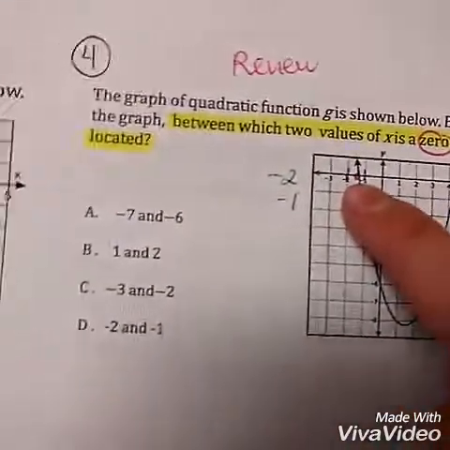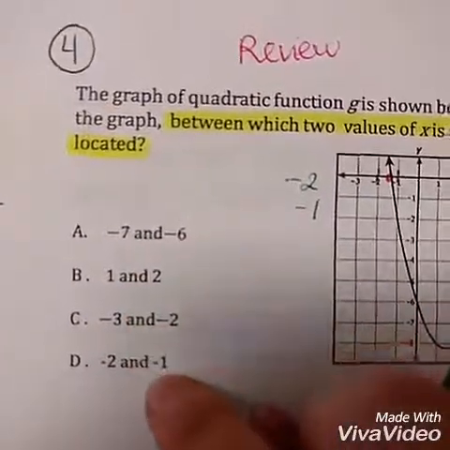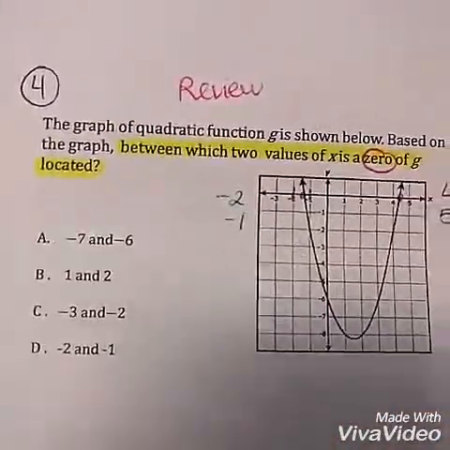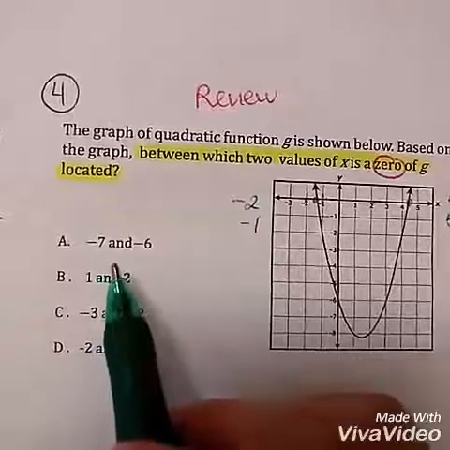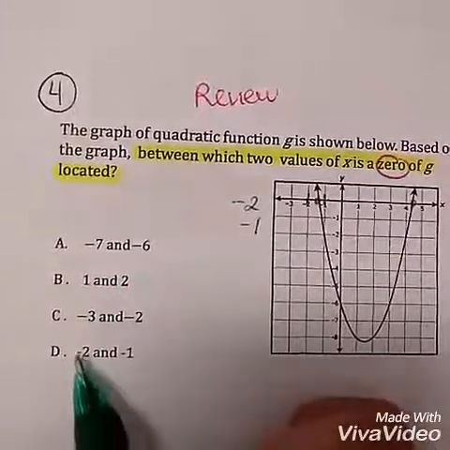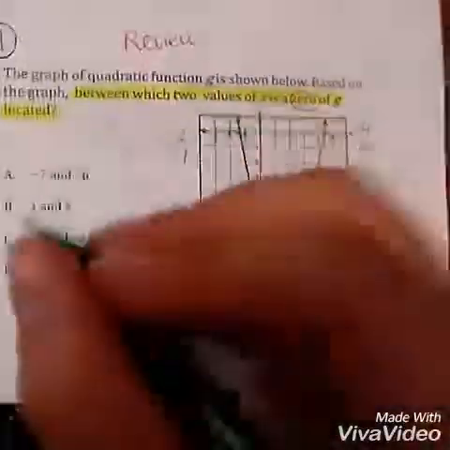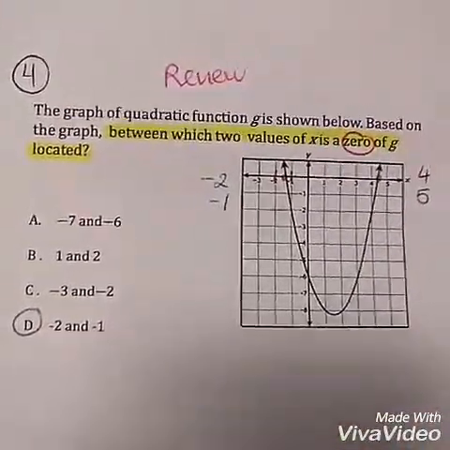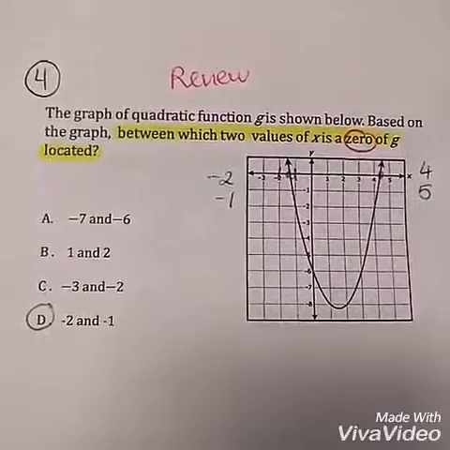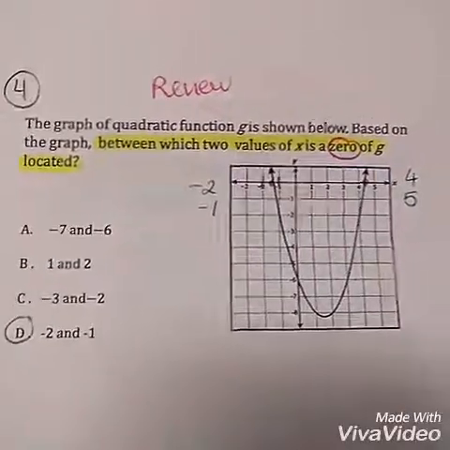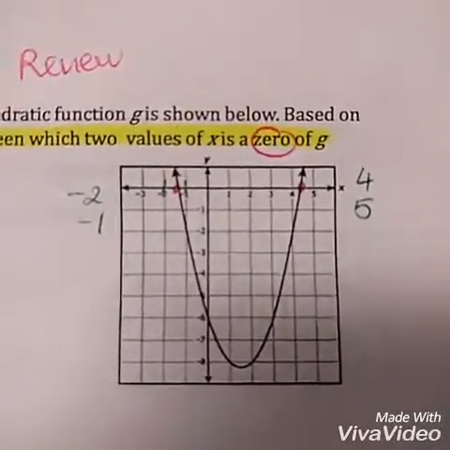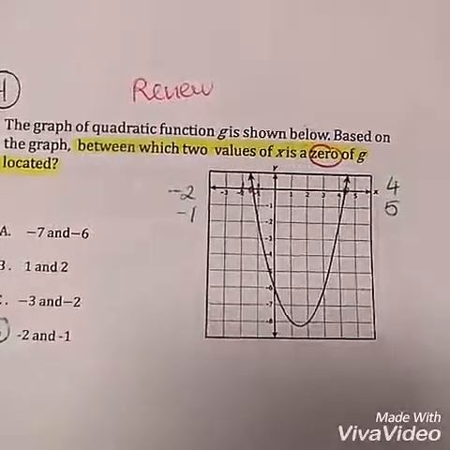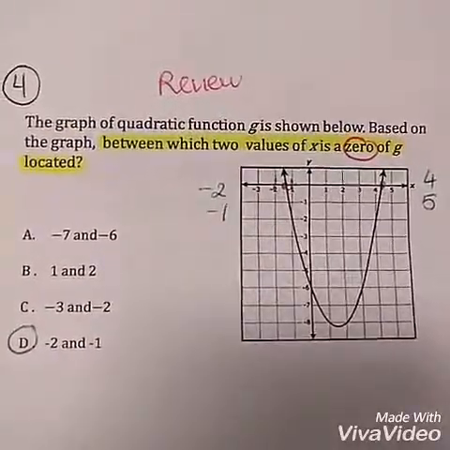So over here, we're going to take a look at the answer choices. First one, -2, -1. So the answer is D. Again, we're looking for whenever your graph crosses the x, and then what's the two numbers in between? Alright. Let's move on to the next problem.